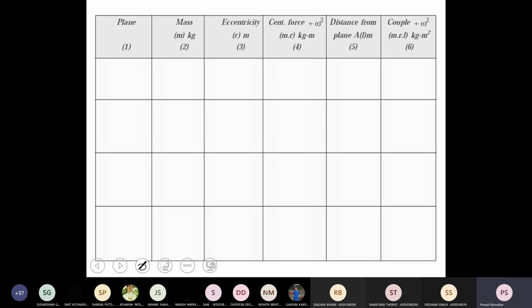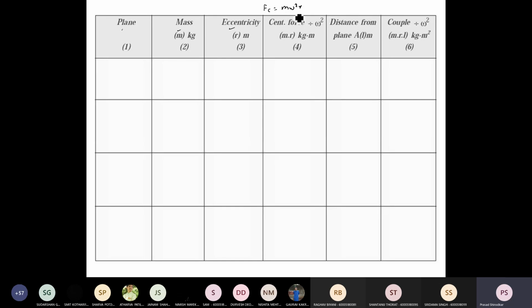Okay. So now prepare this table. This table first is plane, second is mass, then third is eccentricity, fourth is the centrifugal force. Now centrifugal force Fc is equal to m omega square r.